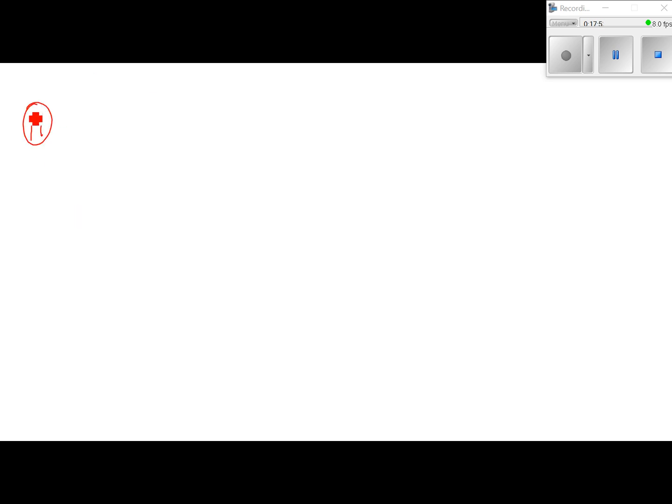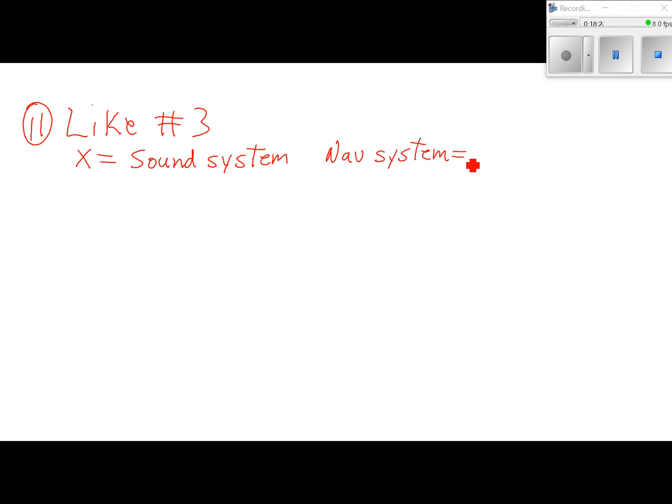Number 11 is like number 3. Same setup as number 3, so if you look back at what I did on number 3, same kind of setup. And I'll tell you that you're going to let X be the sound system. So just let X stand for the cost of the sound system. And what was the other thing? Navigation system. I think they said that the navigation system is double that. So the navigation system is going to end up being 2x, 2 times x. And you set it up just like I did number 3. Number 12, I think you can do yourself. Number 13, same idea.